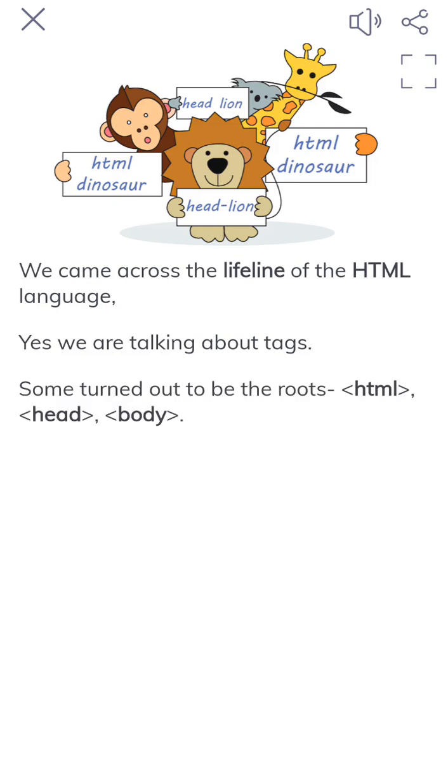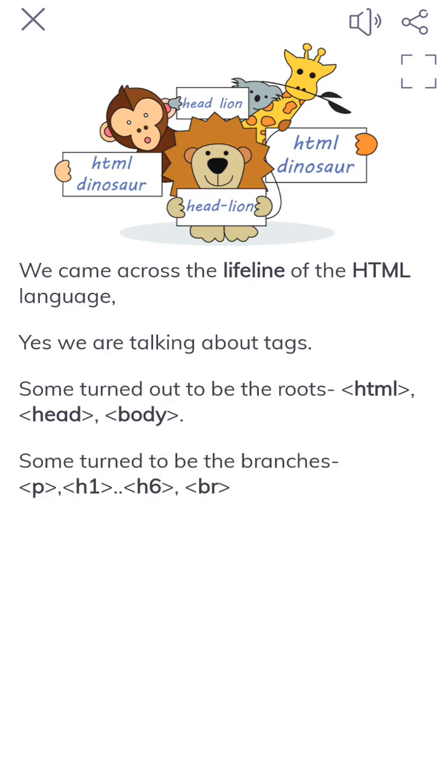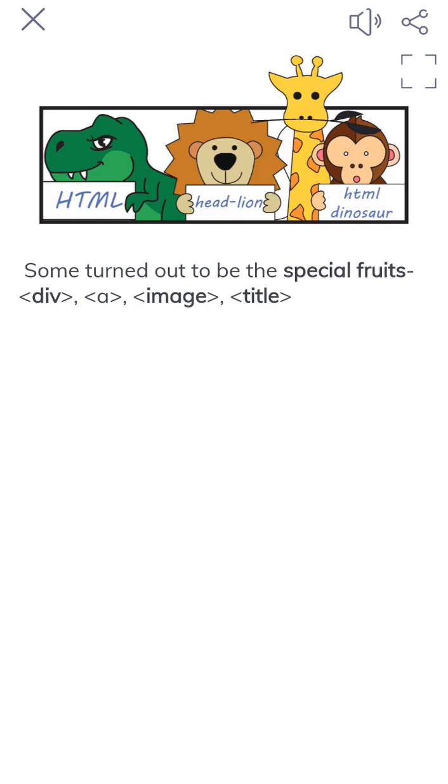Some turned out to be the roots: html, head, body. Some turned out to be the branches: p, h1 to h6, br. Some turned out to be the special fruits: div, a, img, title.